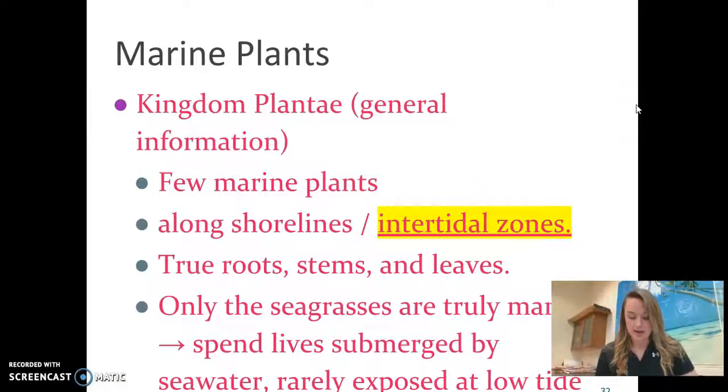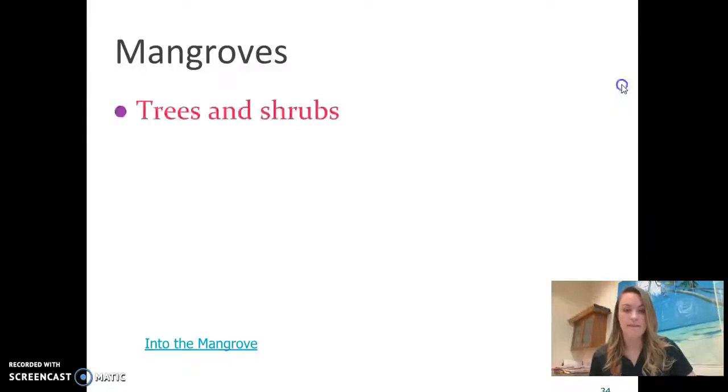All right, real quickly, kind of going through our marine plants. So our kingdom Plantae. We do have plants that actually fall within the kingdom Plantae. All right, so we find these a lot along shorelines and our intertidal zones. They do have a true root, stem, and leaf systems. Seagrasses are the only truly marine plants, so they spend their entire lives completely submerged by the seawater, and they are rarely exposed at low tide.